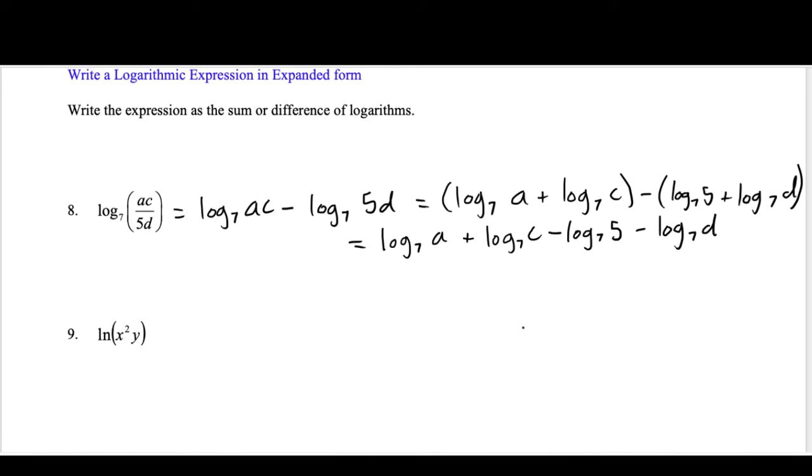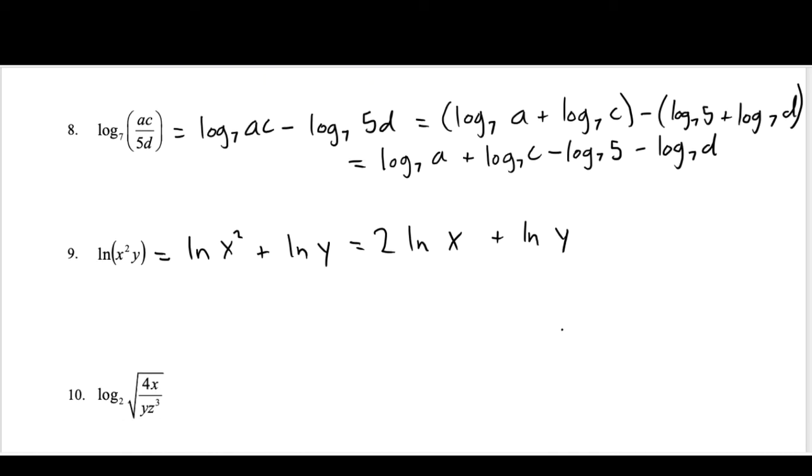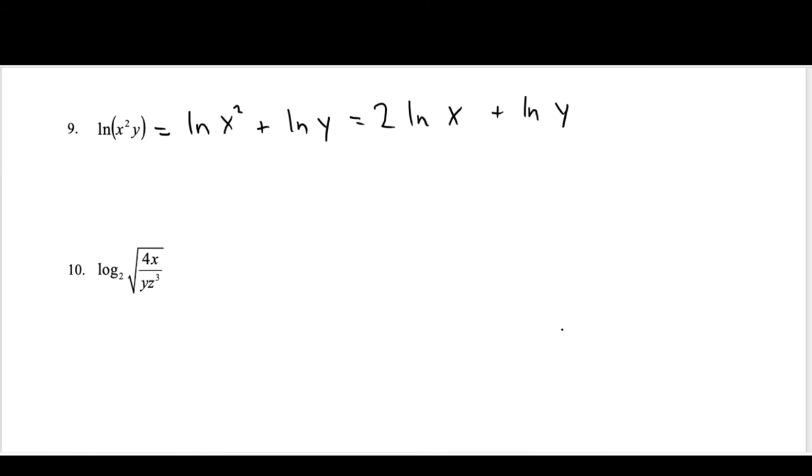Okay. Down here, I could start by applying the product property. I could write this as ln of x squared plus ln of y. And then I could apply the power property to this first one and write this as 2 times ln x plus ln y. And then we'll just do one more along these lines.